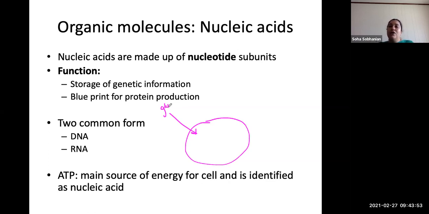Now, how does your cell use the glucose? That's the next question. It goes through a bunch of chemical reactions, and it takes that glucose and converts it to ATP.